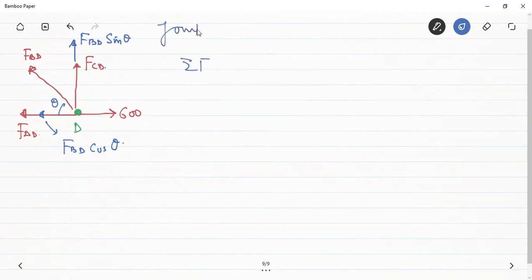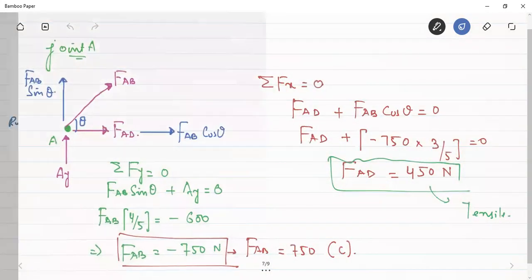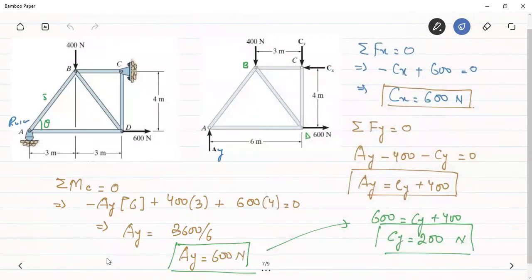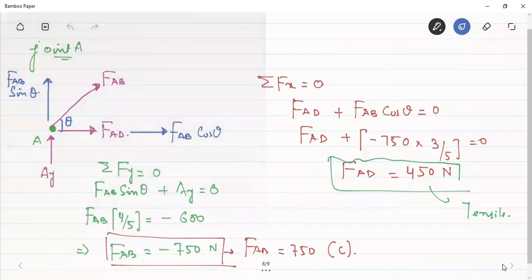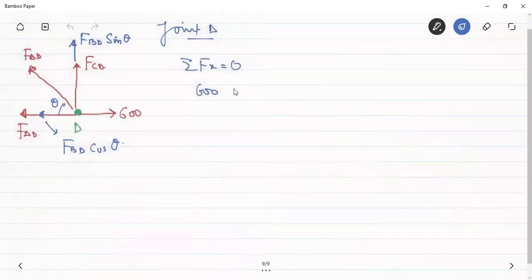Okay, we are making the analysis of joint D. Summation of the forces in the x direction should be equal to 0. So 600 is in the positive x direction, and AD we had found out to be equal to 450. Okay, but it is in the negative direction. Therefore, 600 minus 450, this is 450 in the negative direction, minus FBD cos theta. This has to be 0.